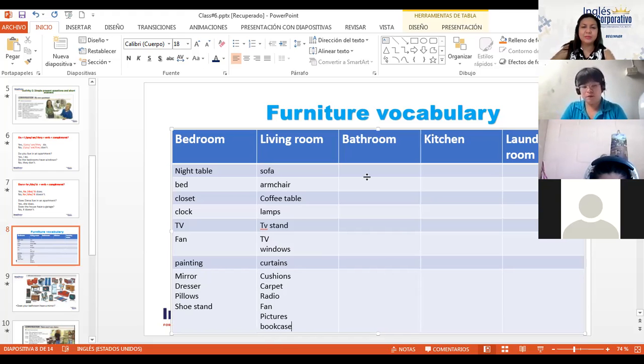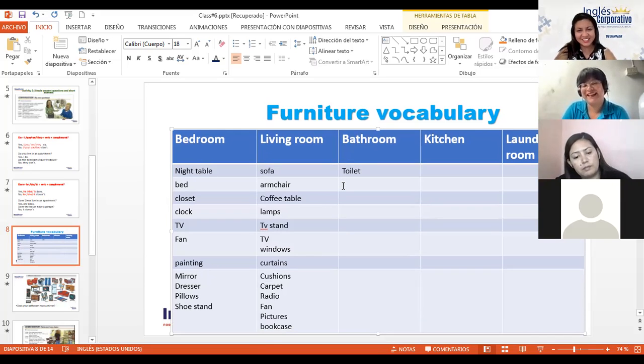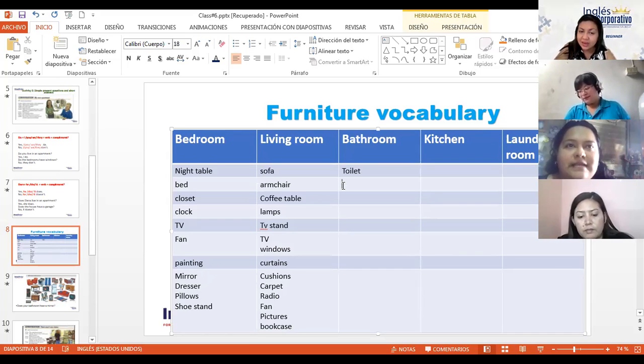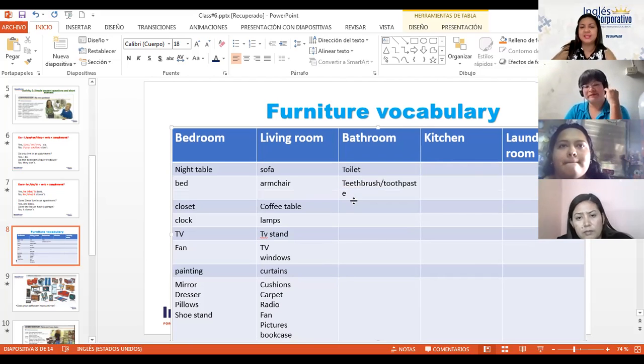Okay, what about the bathroom? Toilet. Yes, that is the most important, right? That makes a bathroom. The toilet. The toothbrush. And the toothpaste. Shampoo. The toothpaste like Colgate, Oral-B, etc.